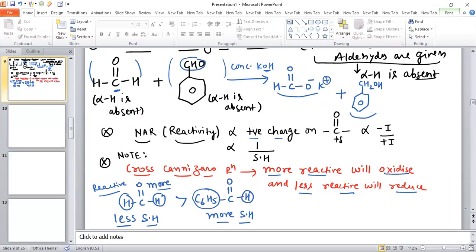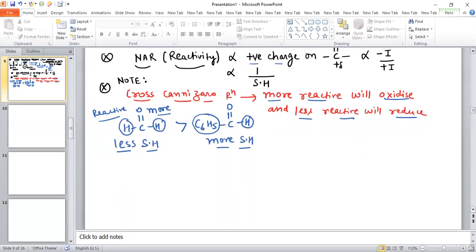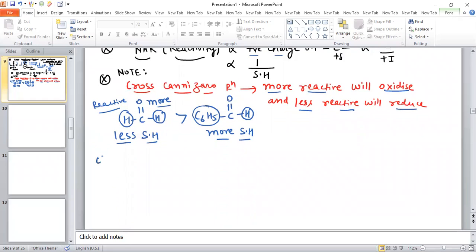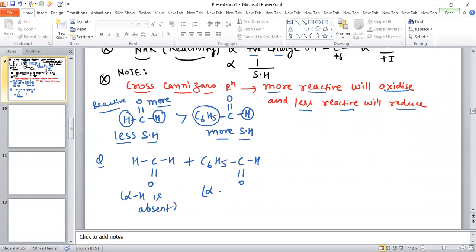See on the next page basically what happens. The question given is the reaction of this compound with C6H5CHO. In both compounds alpha hydrogen is absent. Alpha hydrogen is absent in this compound also, and in this compound also alpha hydrogen is absent, because the reaction is Cannizzaro. How is the reaction Cannizzaro? Because the reaction is in presence of concentrated KOH.